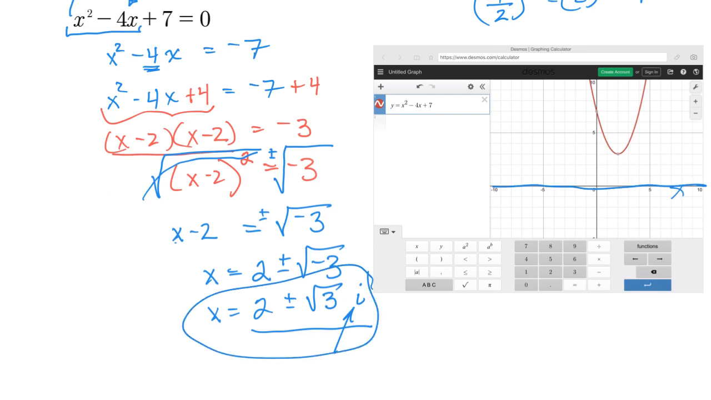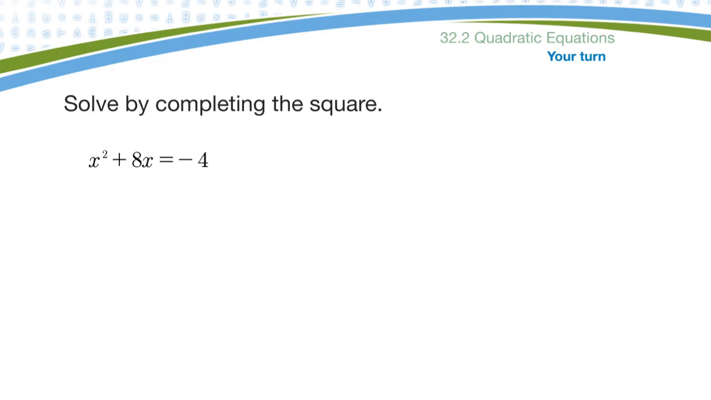Why don't you try the complete the square ones? Try that one. Press pause, press play, and then we'll do one final modeling question or application question. Okay, hopefully you've pressed play and you're back in the game. Notice I already isolated the x squared and x term. So now I'm going to take the 8, divide it by 2, and square it.